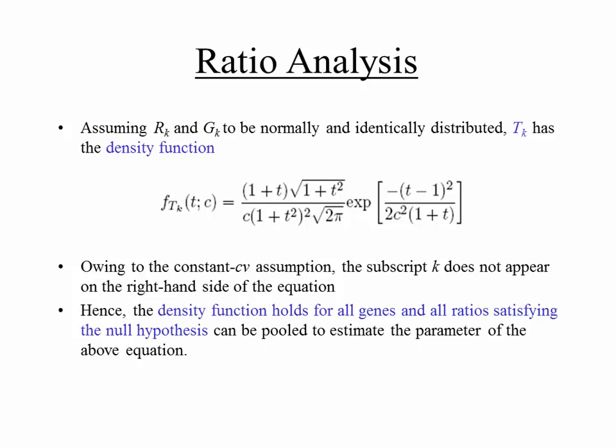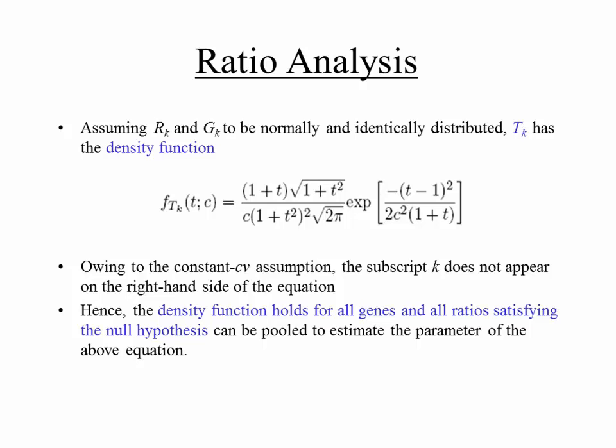So we want to calculate the probability density of the ratio, and that is done in that paper. I'm going to explain to you in detail how you come up with this. But the important thing to notice is that because of the constant coefficient of variation assumption across all the genes, k does not appear on the right hand side. So you can go from one spot to the other and you basically have the same density function for the ratio. That's good news because that means at each spot, I can think of that as a sample that is coming from the same distribution.